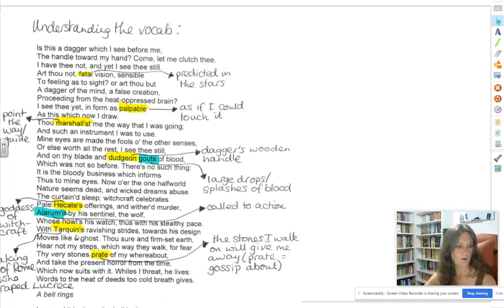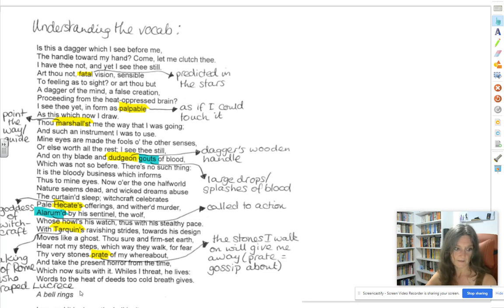Tarquin, this is a horrible story. He was a king of Rome, and he raped a young lady called Lucretia. And Shakespeare actually wrote a long poem about the rape of Lucretia. That's what it's called.